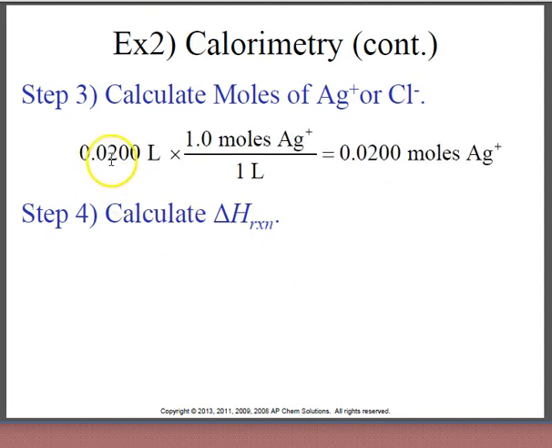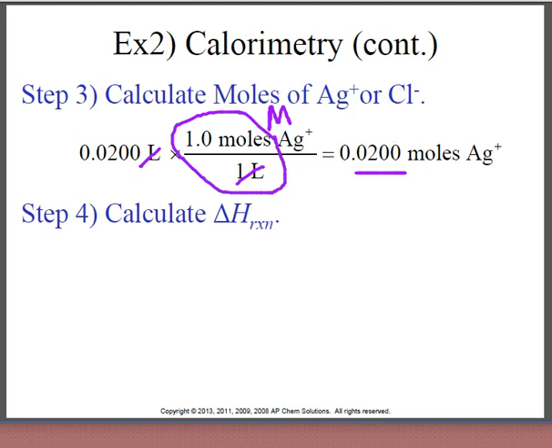We had 20 milliliters, that's 0.02 liters, and it was 1 molarity. Remember, molarity is moles per liter. So that means that I must have 0.0200 moles of silver. This value in the middle, this conversion factor, is coming from that 1 molarity, because molarity is moles over liters, so our liters will cancel. So we have this many moles of silver. We also have that many moles of chloride.